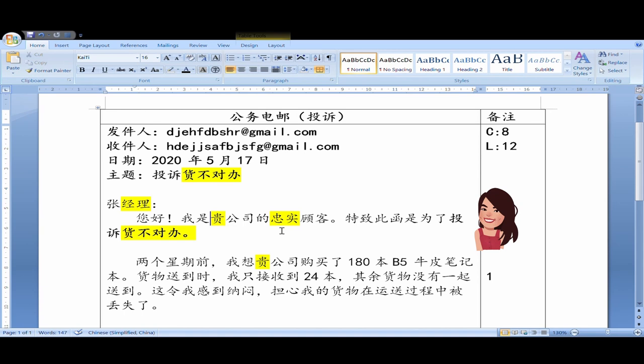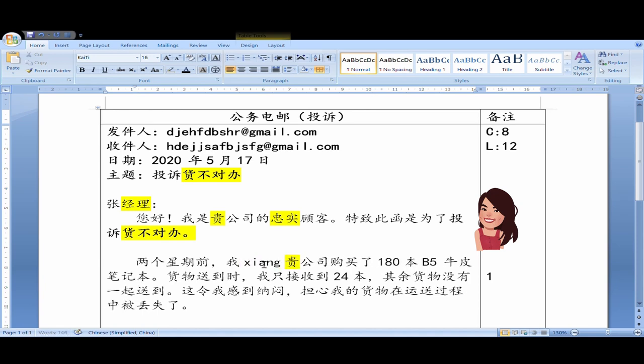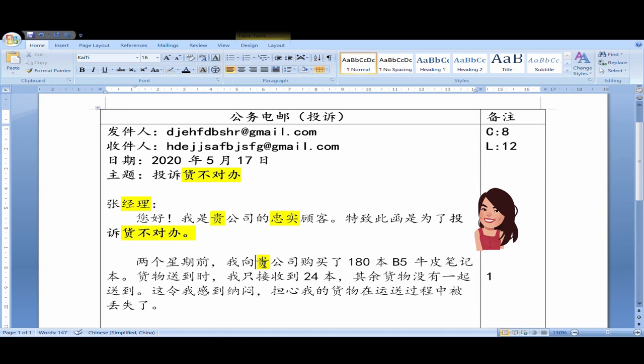But I want to up the language game, so I will use a formality term to describe, and I call it 贵公司, means your company. So I'm the company's loyal customer. I would plonk in some words that I memorized from a template. I'm especially writing this letter to you to complain about my goods not received as advertised. 特制此函是为了投诉货不对版. Short and simple, 0.5 marks on the content.